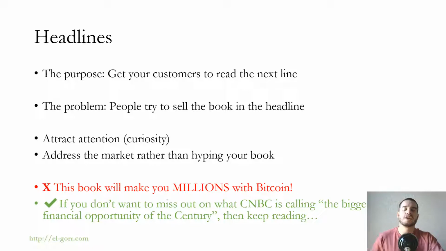So let's get into the actual structure of the book description. Obviously, the first thing your customer is going to see is the headline. This is the thing that appears above the fold, so above that "read more" button on Amazon, and this is usually a line or two of text. The only purpose of your headline is to get the customers to read the next line.